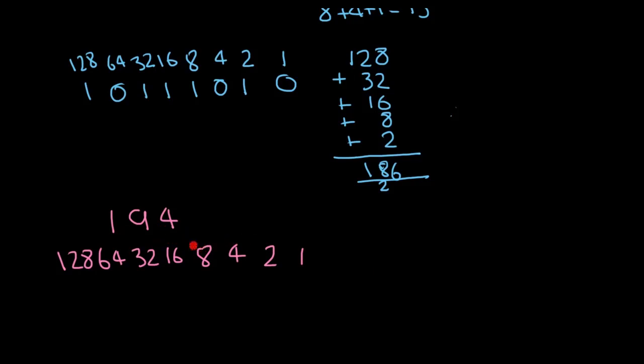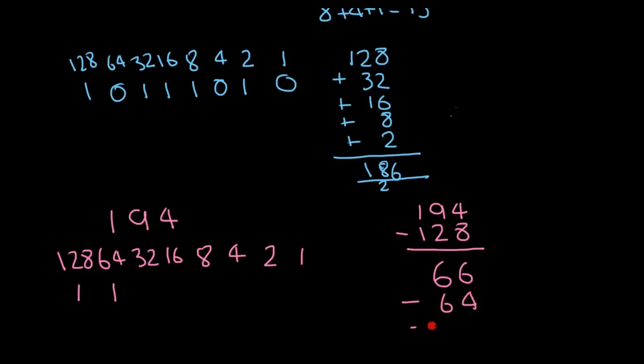And the method is this. I ask myself, is 194 greater than or equal to 128? If it is, I put a 1 underneath it and I subtract that number from my total. So right now I've got 194 to start with. I'm going to subtract 128 from it, and that means I'm going to end up with 66. And then I ask myself, okay, is 66 greater than or equal to 64? Yes, it is. So I'm going to put a 1 underneath that. And now I'm going to subtract 64 from my total. And then I'm going to end up with 2.